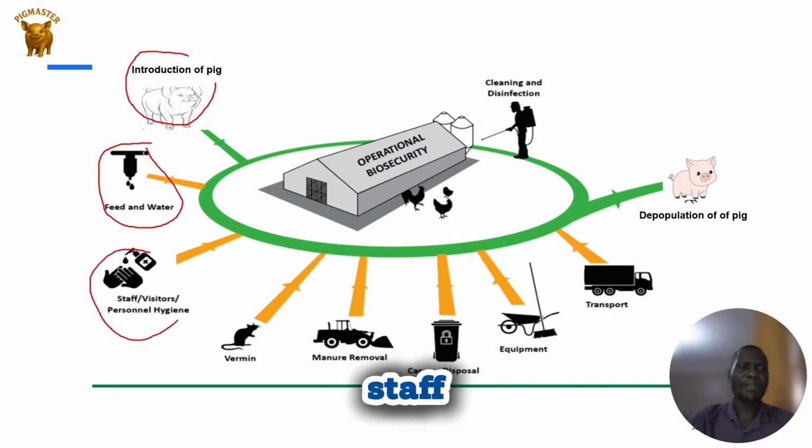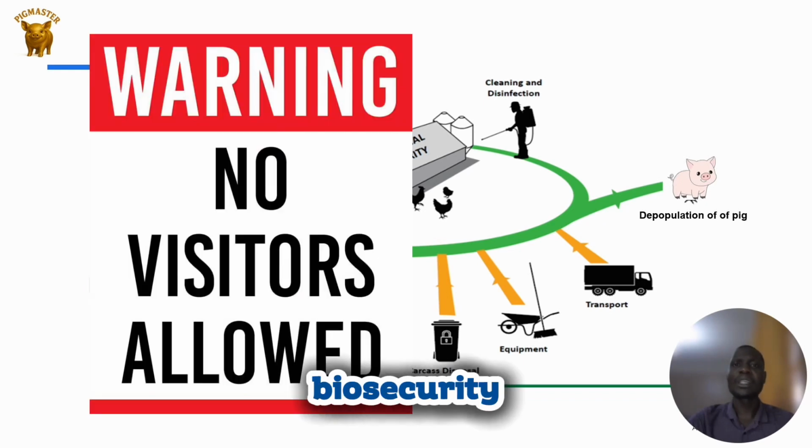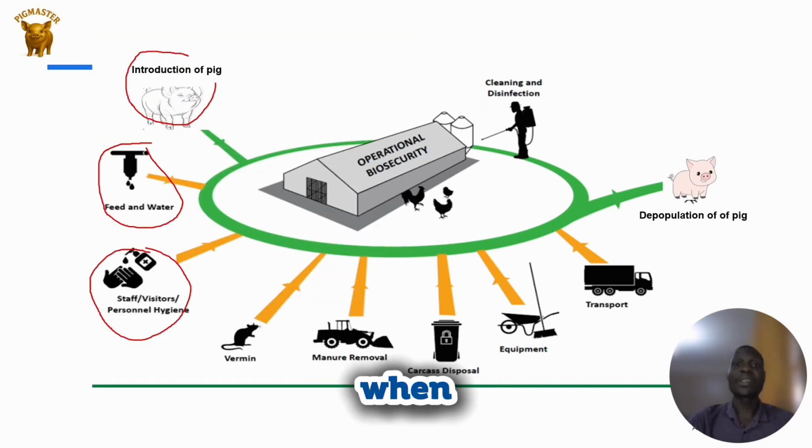Visitors, staff, and personal hygiene. You don't need to allow any visitor at your farm. Always put strong biosecurity protocols. For example, when a staff member has been on leave and is coming back, have a downtime of around 12 to 24 hours, even beyond, depending on the production or the management system of the farm.